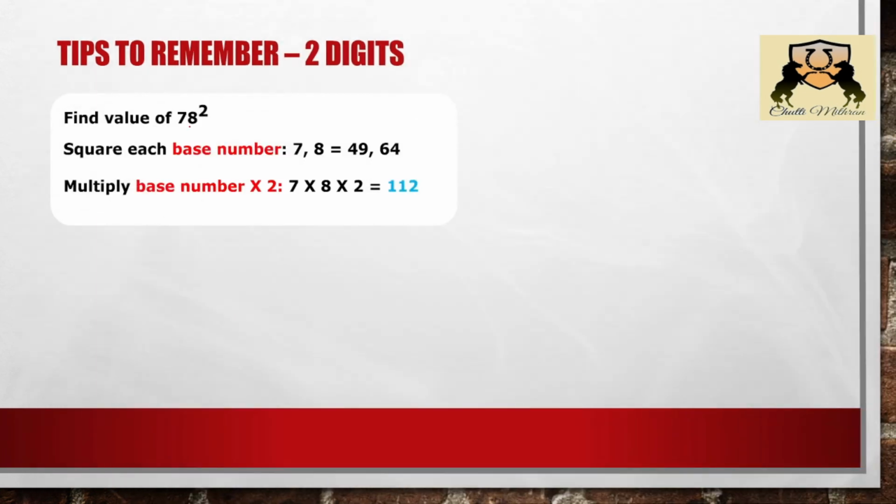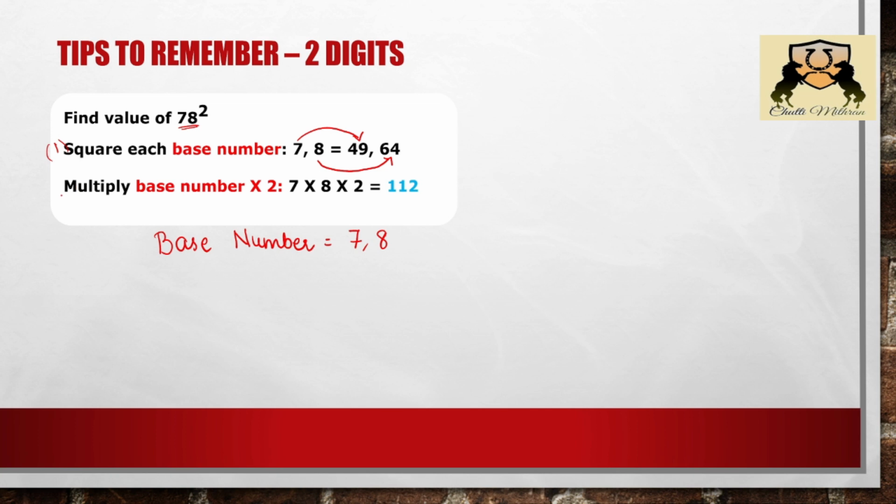Find the value of 78 squared. Well, obviously the first step is to identify the base numbers. The base numbers in this case are 7 and 8. Right, friends? Because 7 and 8 are in the base form while the 2 is in the power or exponent. So the first step would be to square each base number separately. 7 squared is 49 and 8 squared is 64.